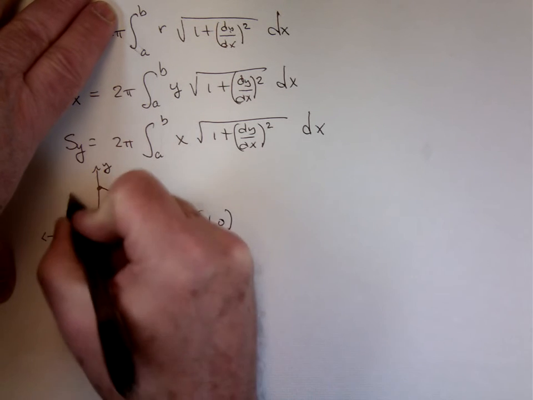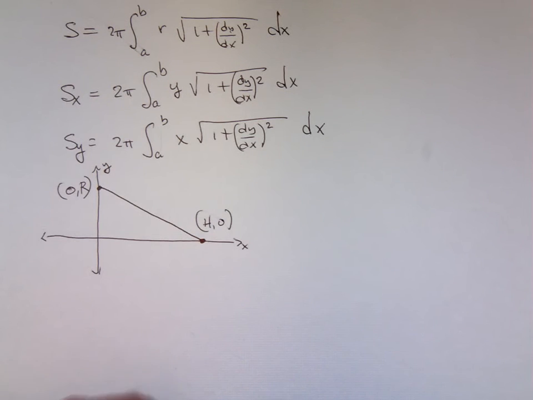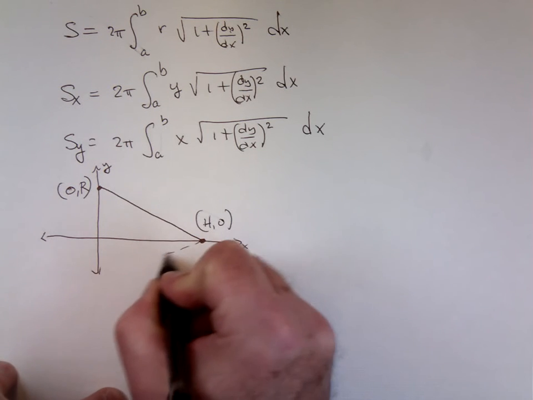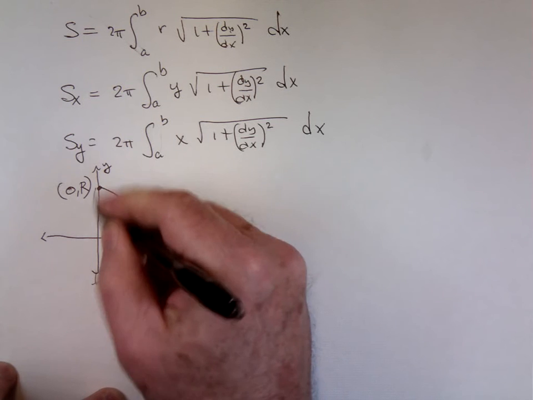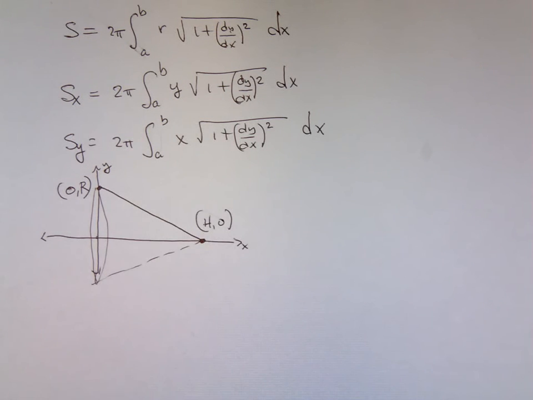Let's take this line. Let's whip this line around the x-axis. When I do this, it's going to generate a right circular cone. That right circular cone will have a radius of capital R and a height of capital H.